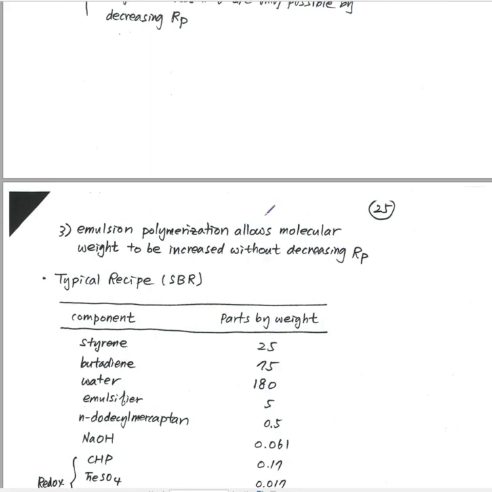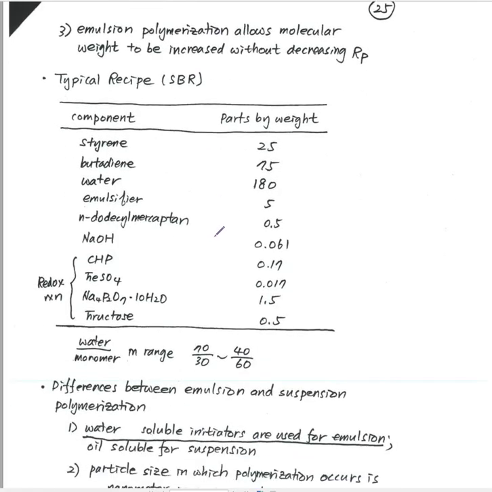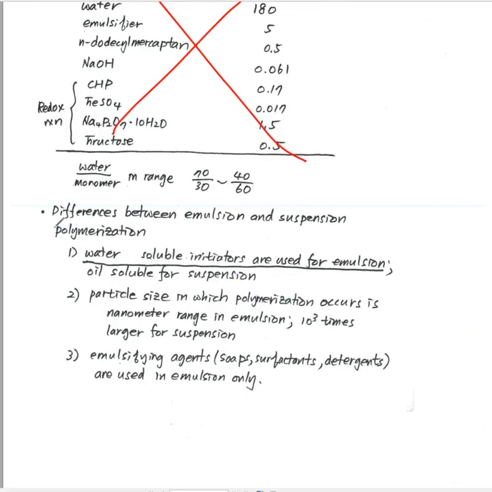And emulsion polymerization allows molecular weight to be increased without decreasing Rp, right? Because the reaction occurs inside the micelle, right? If you control that or the concentration, then you don't really need to worry about the change of polymerization rate. So I'm going to just skip this part, and I already mentioned this, right?